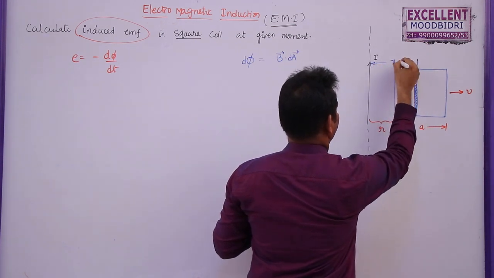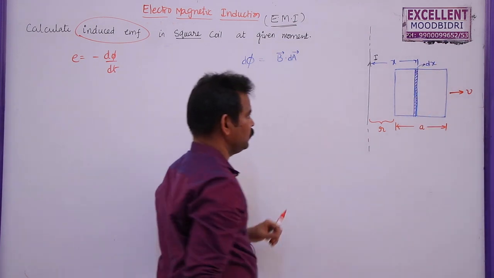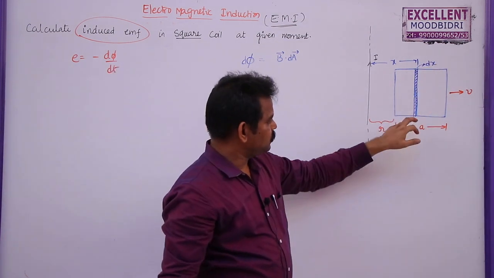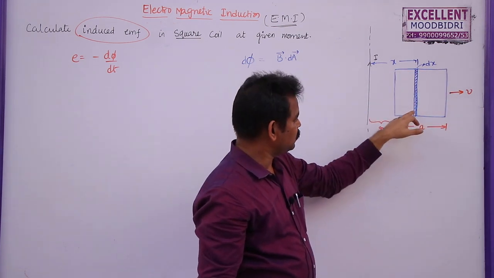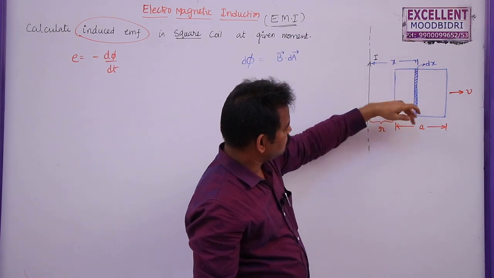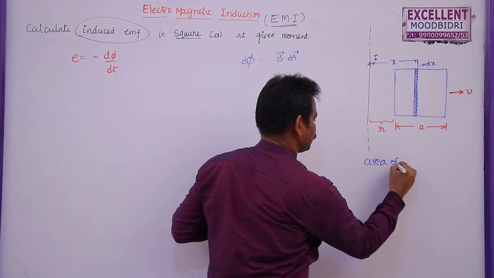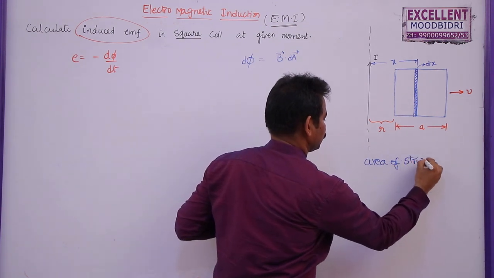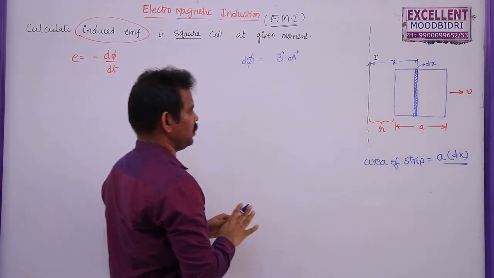So this distance is x and this is equal to dx here. What is the area of this strip? This length is L because the sides are the same for a square. This length is a and this width is dx. So the area of this strip is a into dx.